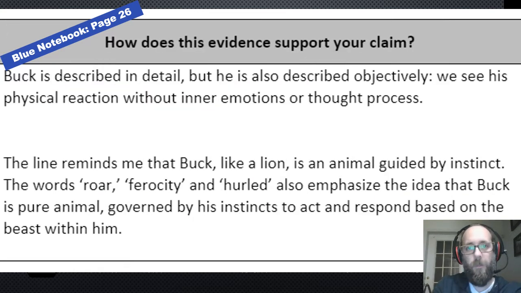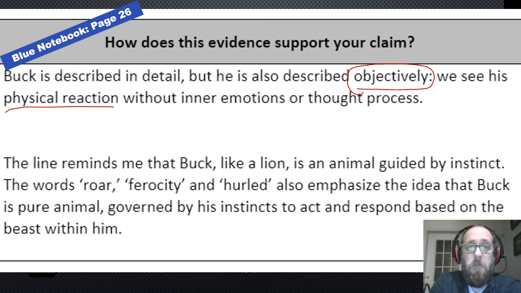Okay, so how do we interpret this? Well, if we look at that very first quote, we'll see that Buck is described in detail, which you go, is he being humanized? Is Jack London turning him into a human? But really the detail he's described in, it's objective. What that means is we're describing him as he is. We're not describing his feelings and emotions. So we see his physical reaction without the inner emotions or thought process. So we're not getting a glimpse into his mind. We're just seeing the dog limping around bleeding. Okay, so this supports Jack London.